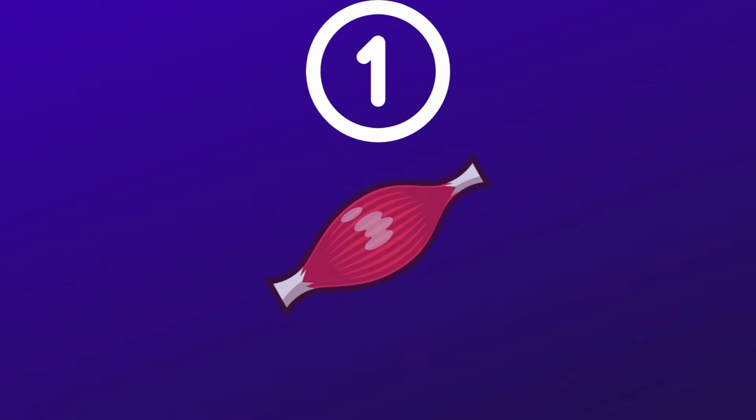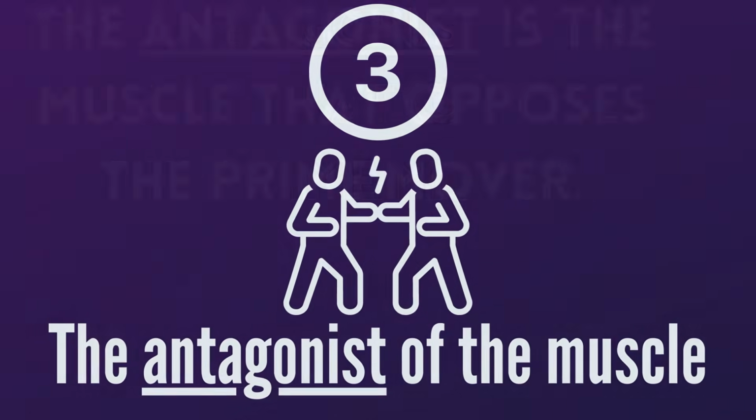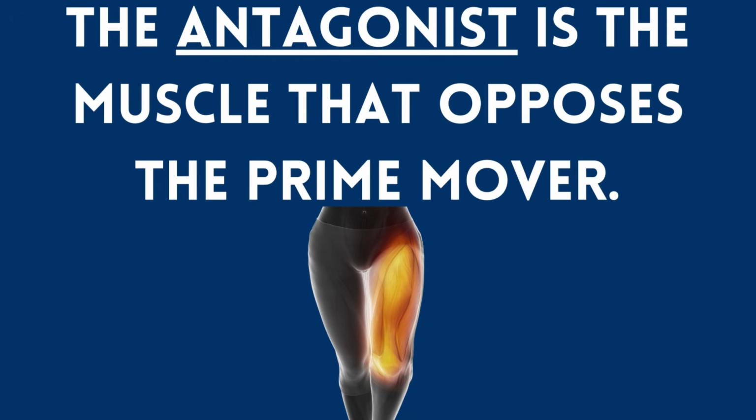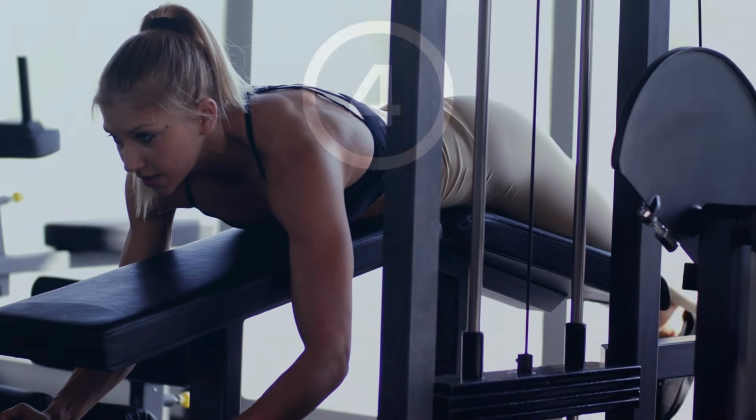Second, for the major muscles, I'll be teaching you 4 things. 1, the location. 2, the action, or what the muscle does. 3, the antagonist of the muscle. An antagonist is the muscle that opposes the prime mover, which will be the muscle that we're talking about. And 4, a cool fact about the muscle to help you remember everything.